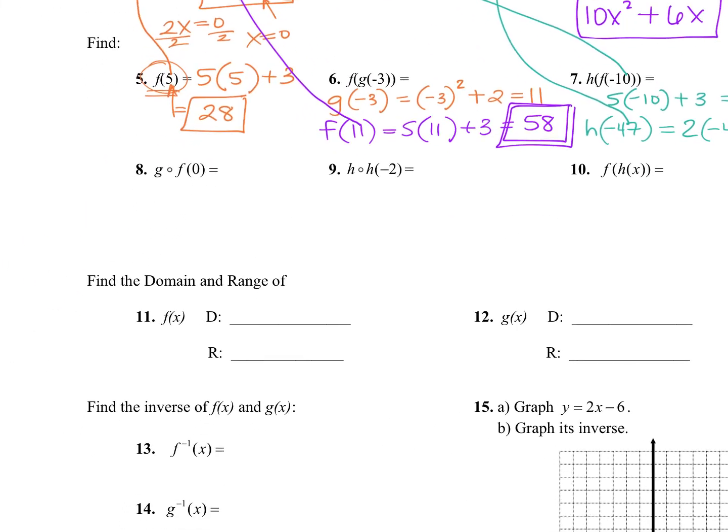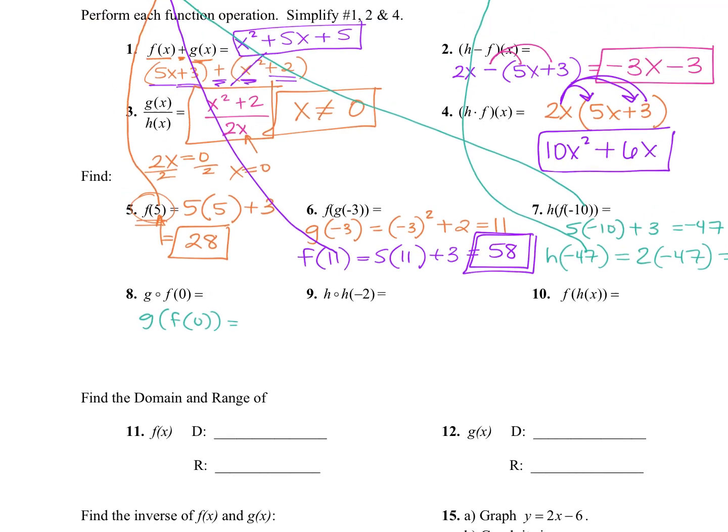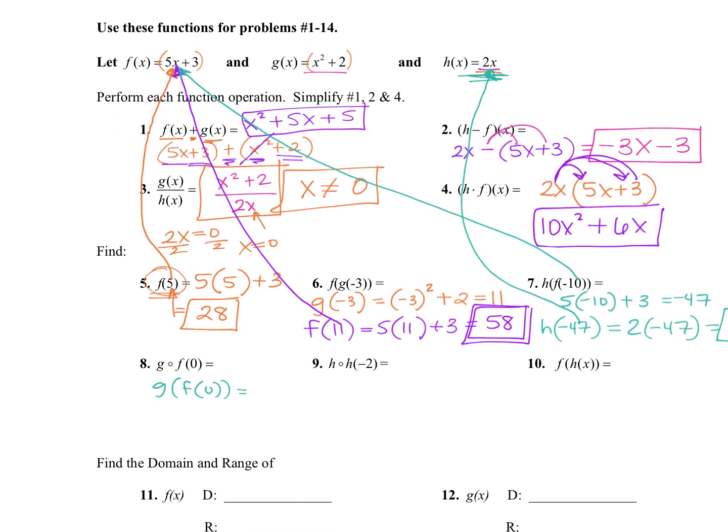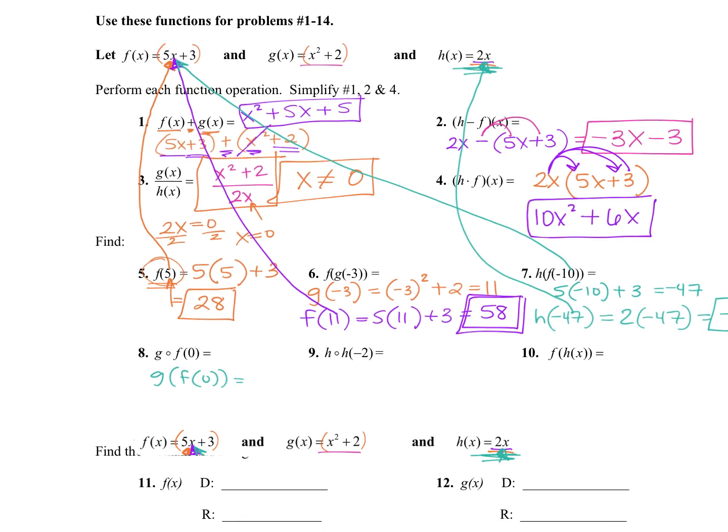Okay. Number 8, G of f of 0. What do you do first? This one looks a little different, right? They did the dot now, but really all it's saying is this, G of f of 0, right? It's the same thing in a different format for the notation. So where do you start? F of 0. Yeah, so we're going to plug, you know what, I'm going to take a quick picture of these and drop it down here so we can see it a little better.